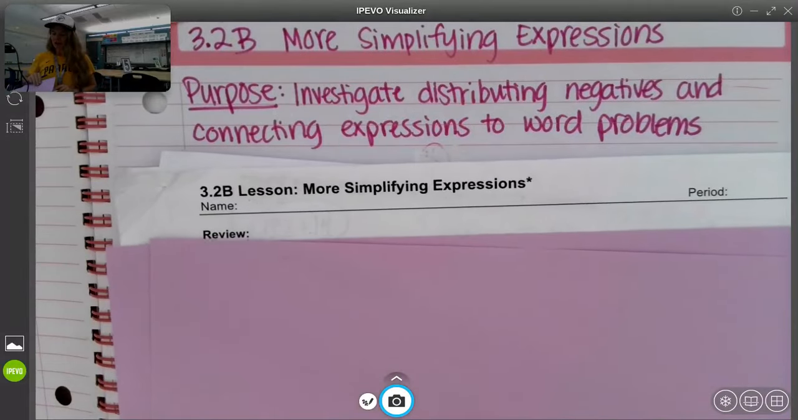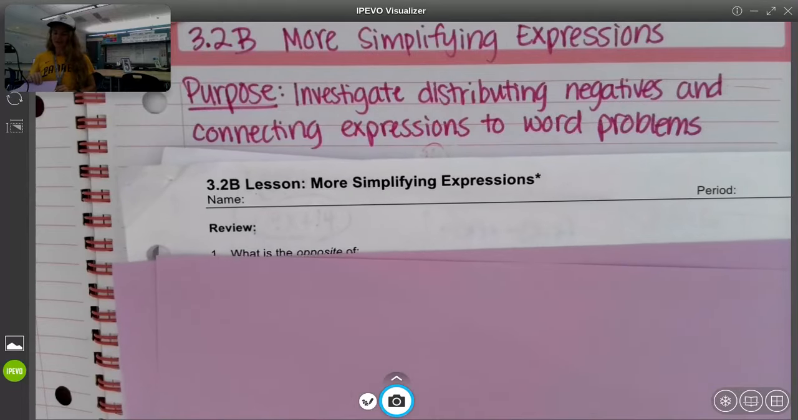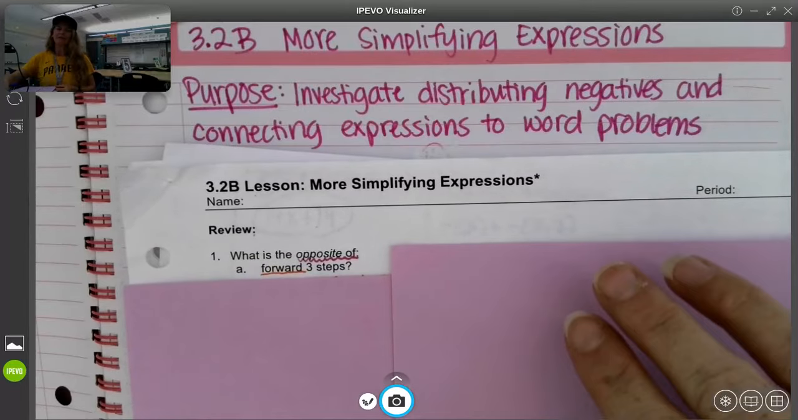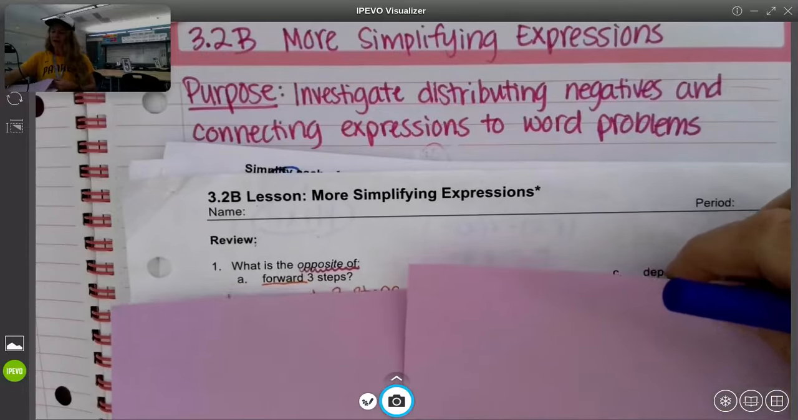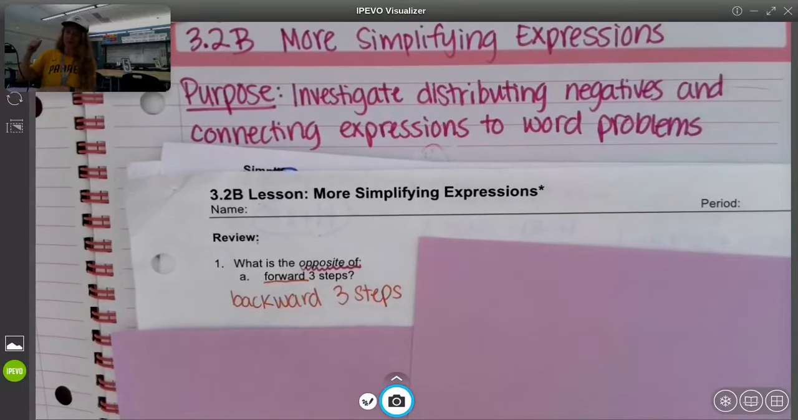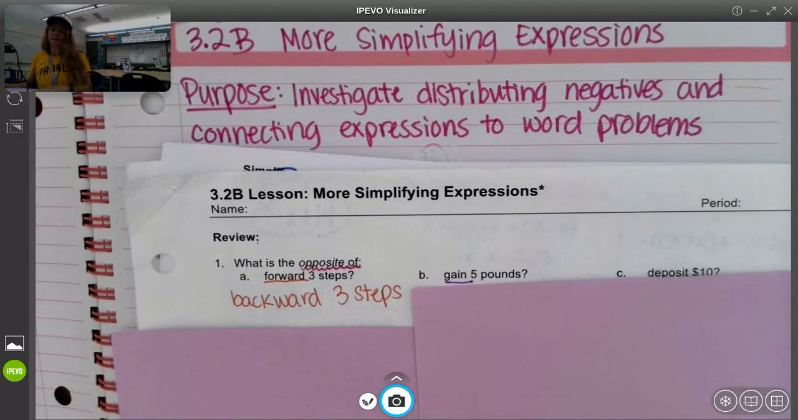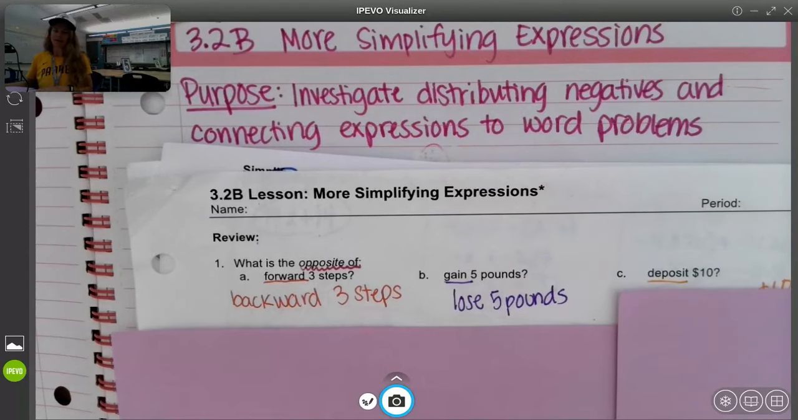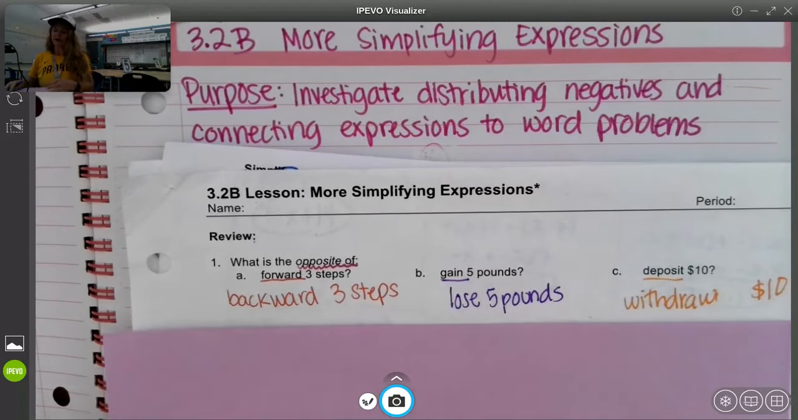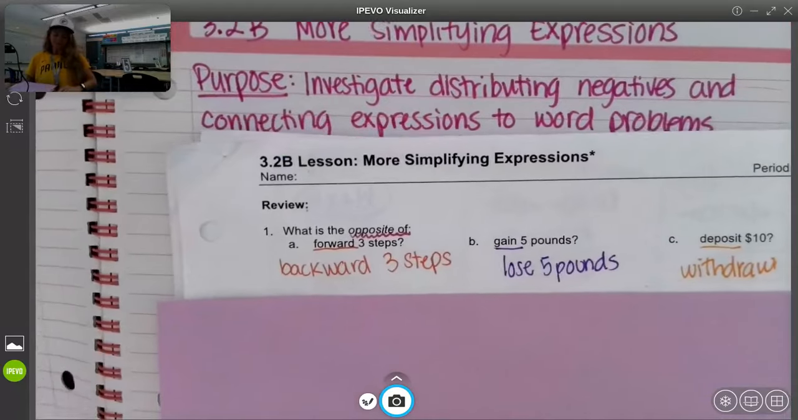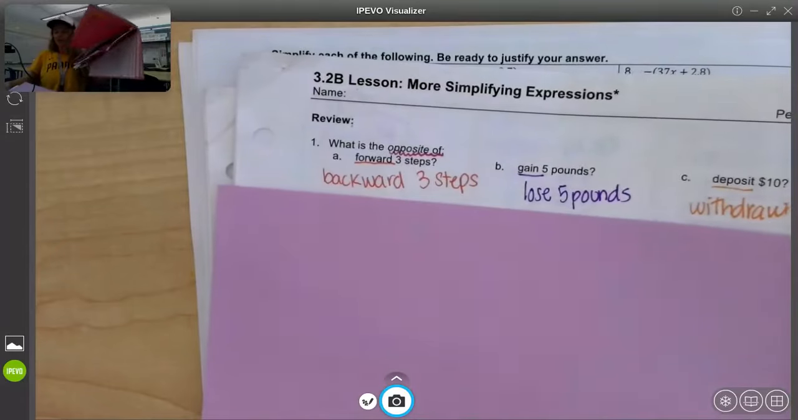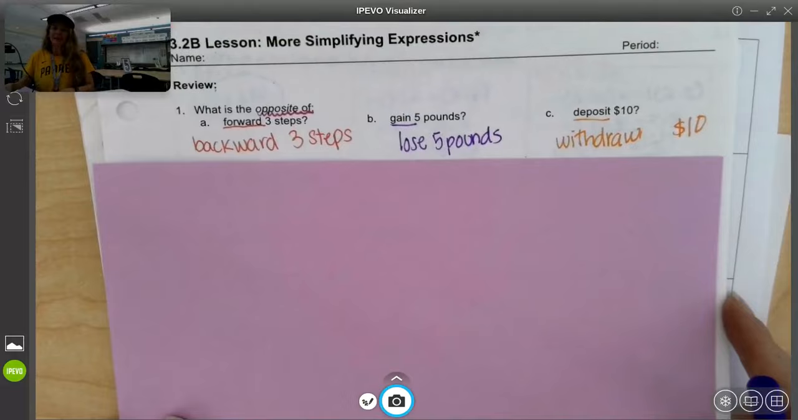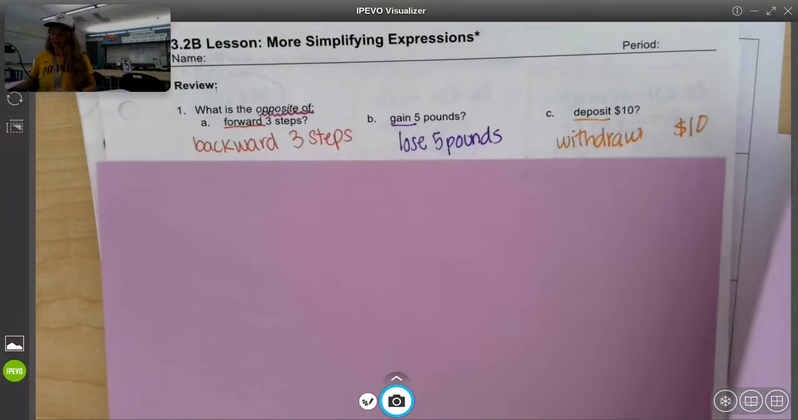So let's get started. We're going to review a little bit, just connecting to some word problems. What is the opposite of? So if you saw something we said we're going the opposite of 3 steps forward, that's right, you'd go backwards 3 steps. If you were gaining 5 pounds, the opposite of gaining 5 pounds would be losing 5 pounds, and the opposite of depositing $10 is withdrawing $10. Perfect. And the reason why we're talking about that is because when we are distributing negatives, we're going to be thinking about the opposite of something.